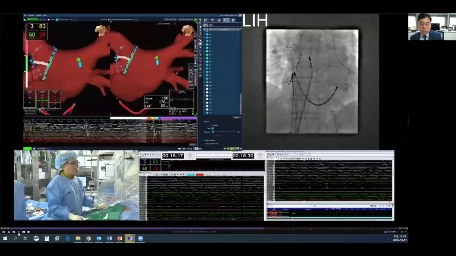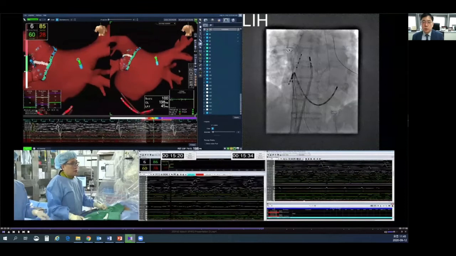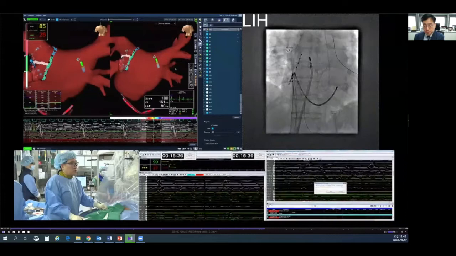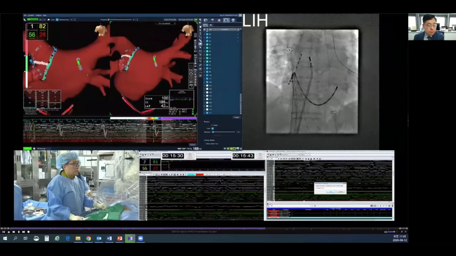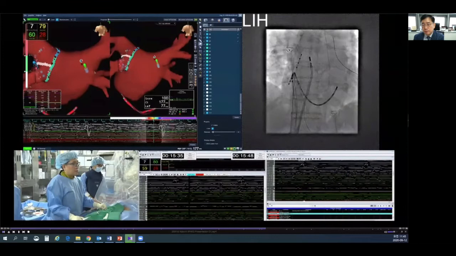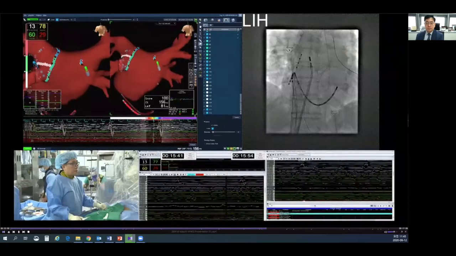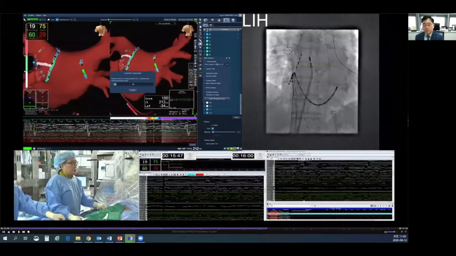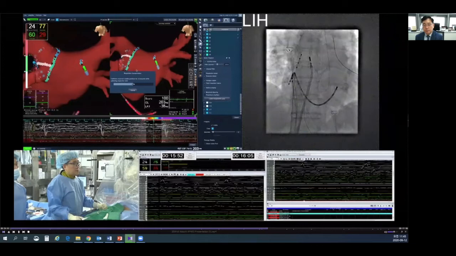PV antrum. You can imagine the right side, the catheter contact direction, because the transseptal side and your target side, the right posterior antrum, is almost perpendicular direction. So it is very difficult to make a good contact. If you push a little bit, the contact pressure is too high. If you pull back your catheter a little bit, the contact becomes very poor. So it is very important to push and pull back your catheter continuously and make a better contact.